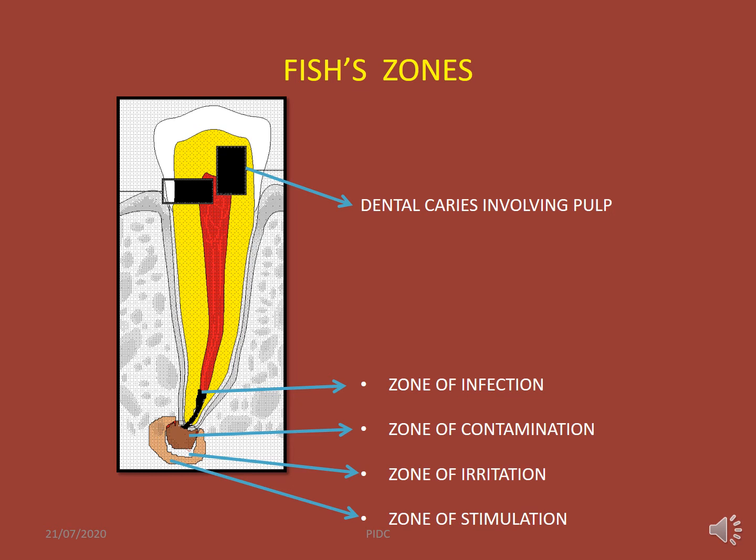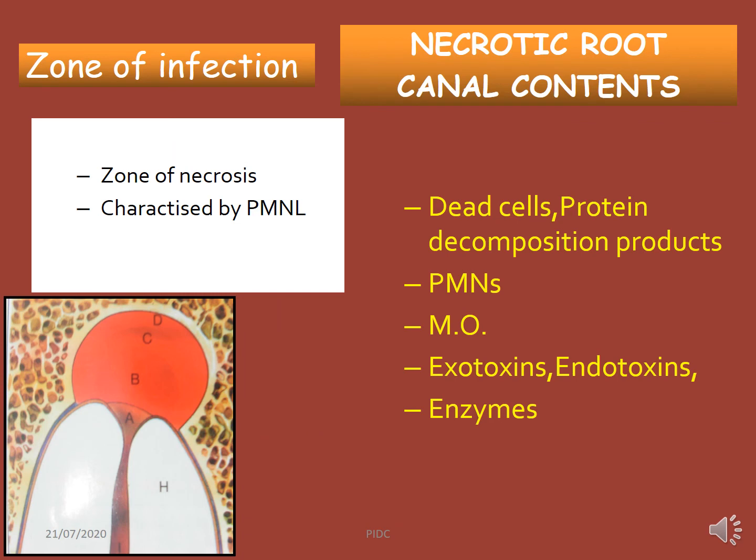The area closest to the microorganisms is the zone of infection, and the area farthest from the microorganisms is called the zone of stimulation. The zone of infection is the area where you find the maximum microorganisms. Here you find necrosis as well as marked infiltration of neutrophils. The area is characterized by a large amount of dead cells and protein decomposition products due to neutrophils, containing microorganisms, exotoxins, endotoxins, and enzymes.